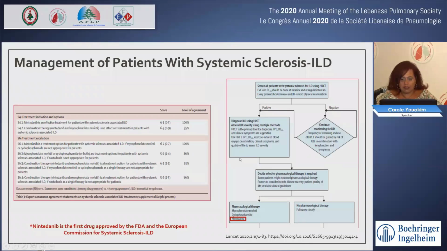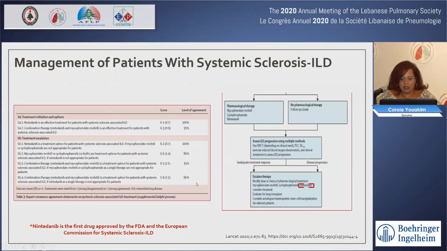This consensus also agreed that nintedanib is an effective treatment for patients with systemic sclerosis, ILD, either alone or in combination with mycophenolate in patients with inadequate treatment response or disease progression. And nintedanib was the first drug approved by the FDA and the European Commission for systemic sclerosis, ILD.